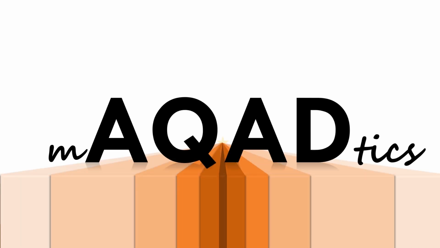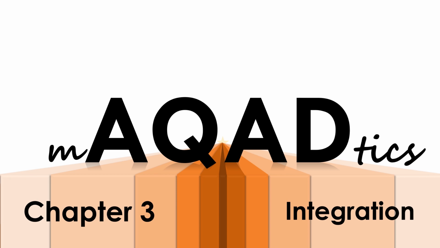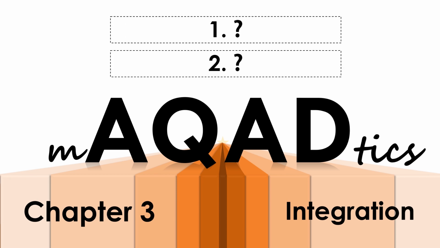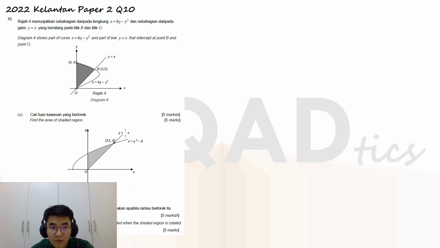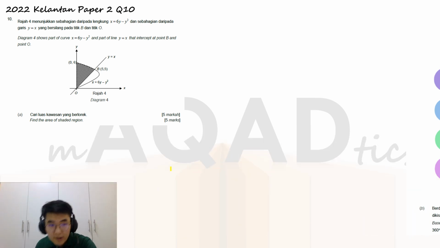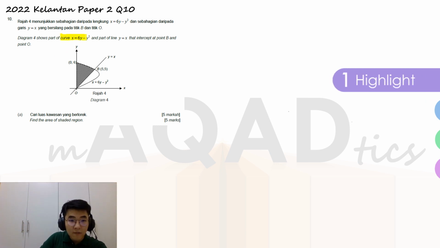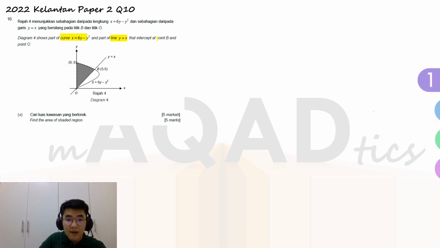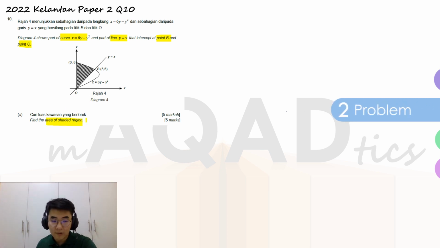So this video will focus on chapter 3, integration, and let's aim ourselves to learn two things from this video. Alright, so I'll let you have a few seconds to go through this question first. Alright, so for part A, we have a curve and a line that intersects at point B and point O, as you can see in diagram 4. So now we need to find the area of a shaded region.